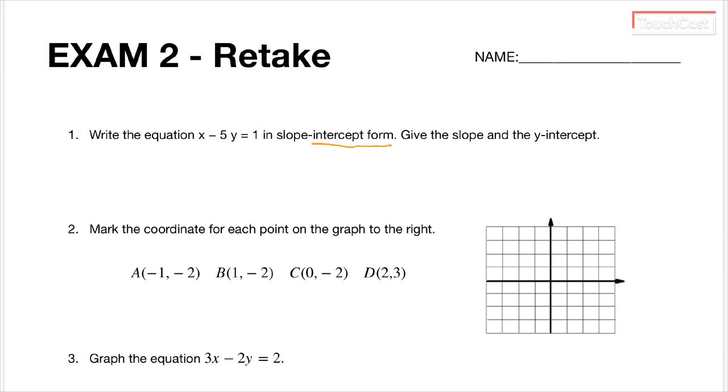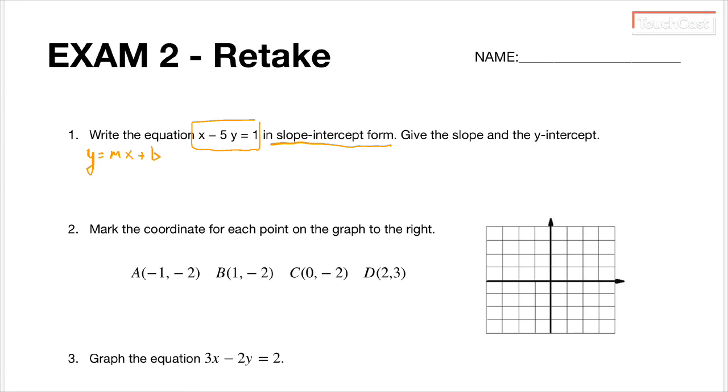Well, you see slope-intercept form, and we should automatically think y equals mx plus b. And this equation here is not in that form currently. The x is on the wrong side, the y has a negative 5 preceding it. The only thing that's in the right spot there is the 1. So we need to essentially isolate y.